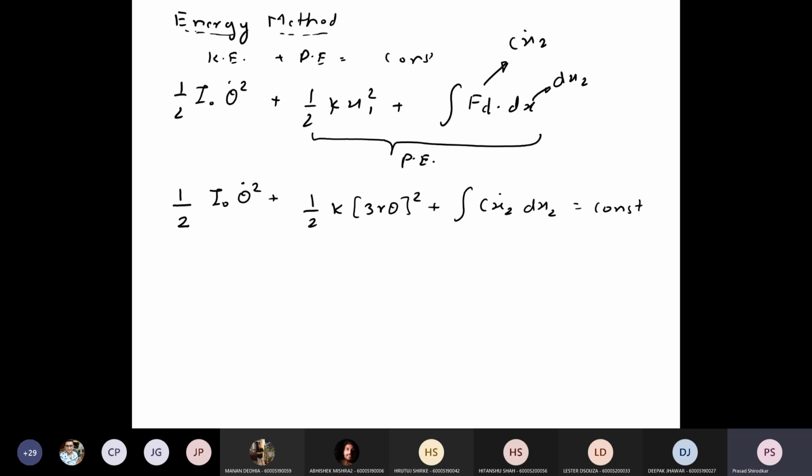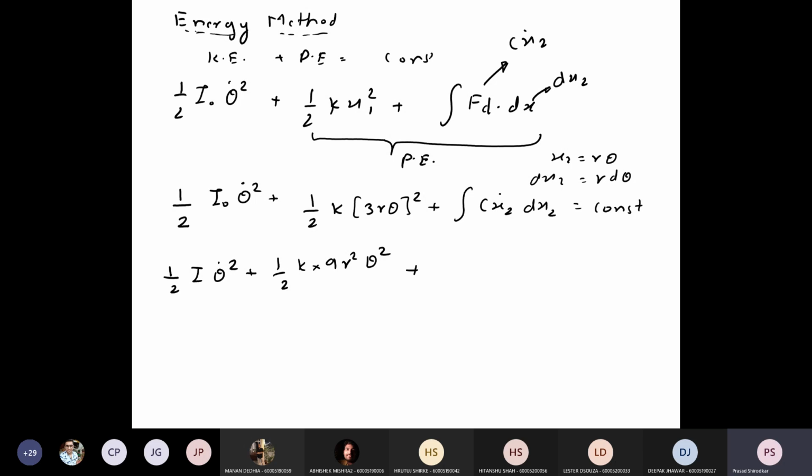So x2 is nothing but r theta. So dx2 will be r d theta. So I will write half I theta dot square plus half K into 9 r square theta square plus the integral.